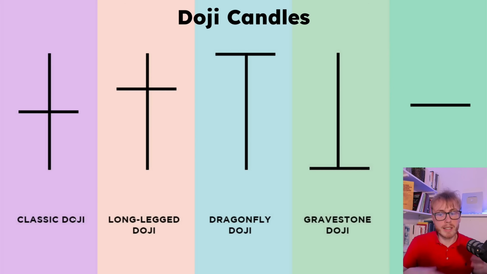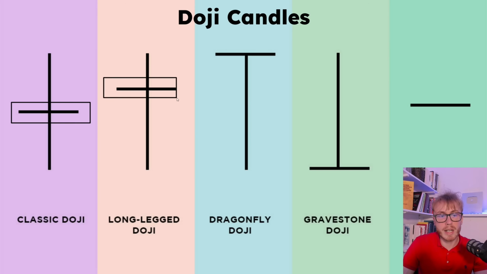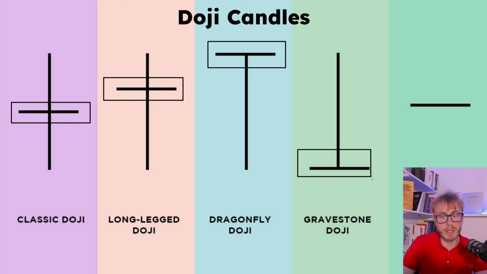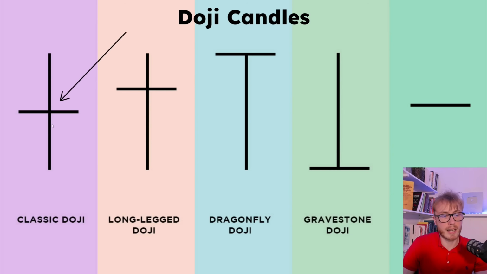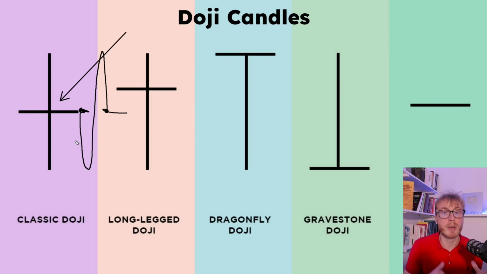Now let's talk a little bit about the different types of Dojis, because depending on where the real body is located, the Doji candles can actually be either bullish or bearish. So for the first candle, right here, this is called a classic Doji. This is where the price, during the candle, moves up and down, but it goes down here and closes pretty much in the middle of the candle. So the classic Doji indicates indecision, or in other words, uncertainty in the market.